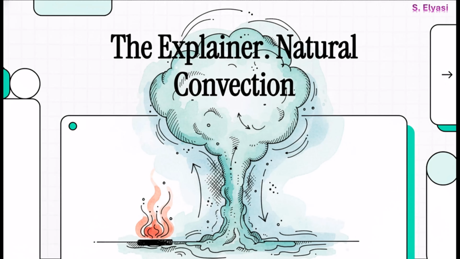If you've ever looked at the shimmering air over hot pavement and wondered what's really going on, you're in the right place. Today, we're going to break down a core concept in heat transfer that every chemical engineer needs to get a handle on: natural convection. So let's just dive right in with a real-world problem.